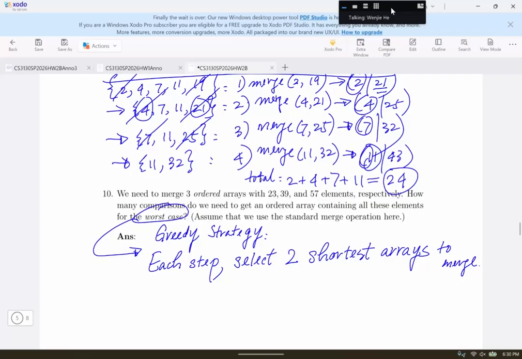Then in the final 2 questions, merge 5 ordered arrays. You have 2 questions, so you apply these 2 strategies. You can find the answer quickly. Otherwise, too much time.